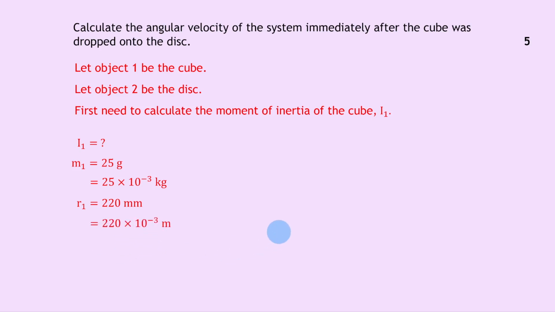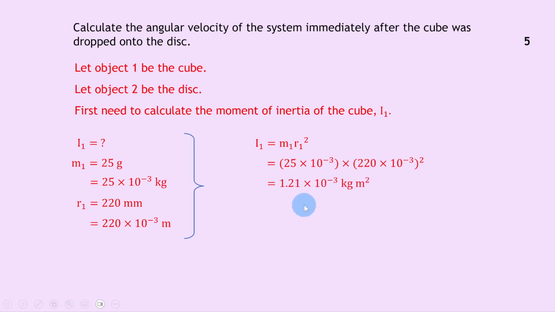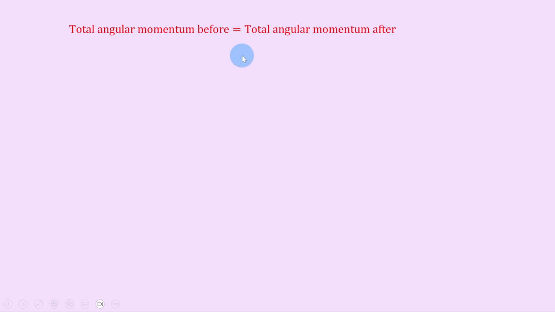So writing down our equation for the moment of inertia of a point mass, we have I1 equals M1 R1 squared, where we're just using ones here because we're talking about object 1, the cube. Substituting in our numbers gives 25 times 10 to the minus 3 times 220 times 10 to the minus 3 squared, and putting that into your calculator should give you an answer of 1.21 times 10 to the minus 3 kilogram meters squared. We can now use the principle of conservation of angular momentum since we've got two objects interacting. So we can say the total angular momentum before the interaction must equal the total angular momentum after the interaction.